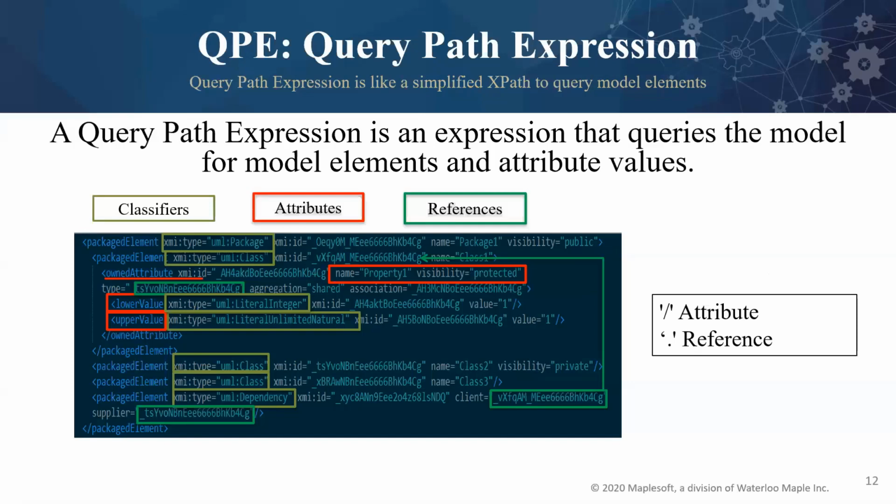A classifier is nothing but the type of model element that you want to work with in Maple MVC. So a classifier is generally the type of model element that's in the model, like the package or the class or the dependency, etc. And the attributes are nothing but the properties of the classifier. And the references are the pointers that point to a different model element.